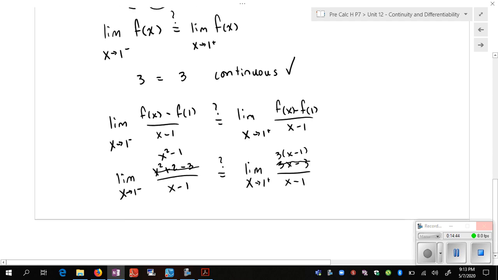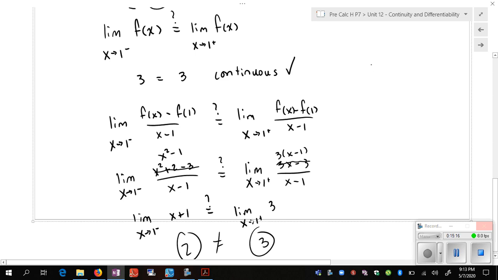So what I'm hoping is obvious based on the limits unit we did: the x minus 1s will cancel, and so this is the same as the limit as x goes to 1 from the left of x plus 1, and this is the limit as x goes to 1 from the right of just 3. My answer for this is 3. My answer for this, when I do direct substitution, is 2. 2 does not equal 3. So the two-sided limit does not exist, and therefore f prime of 1 does not exist.